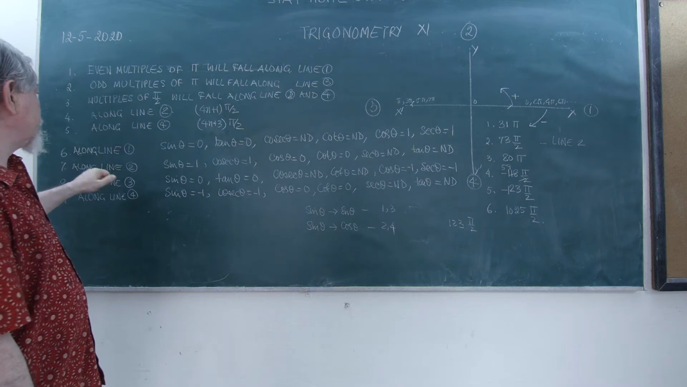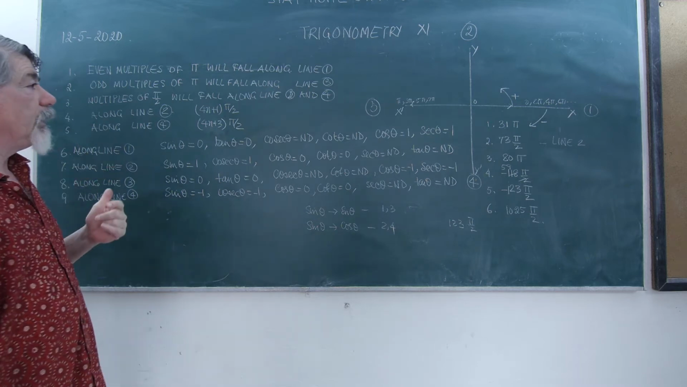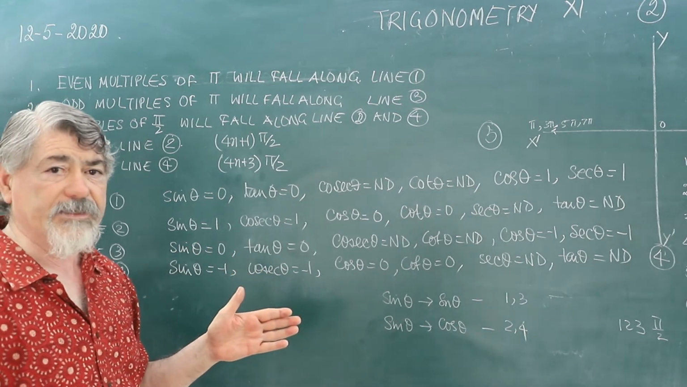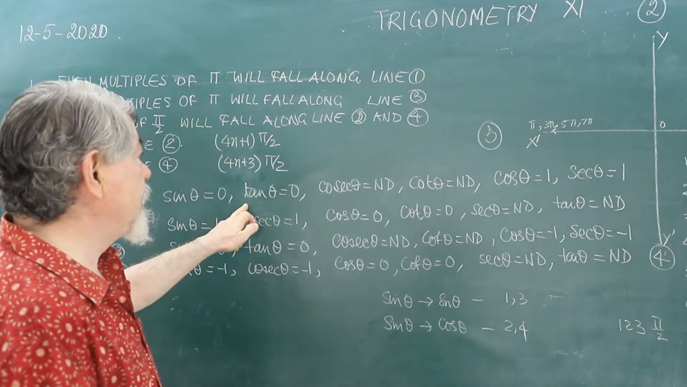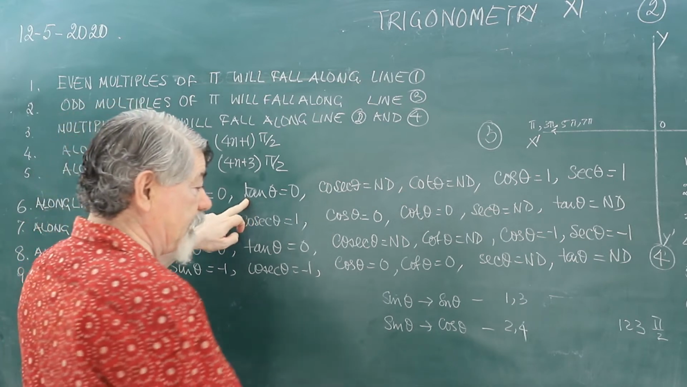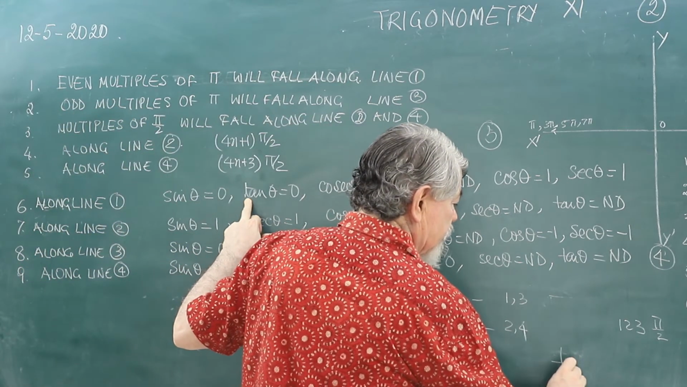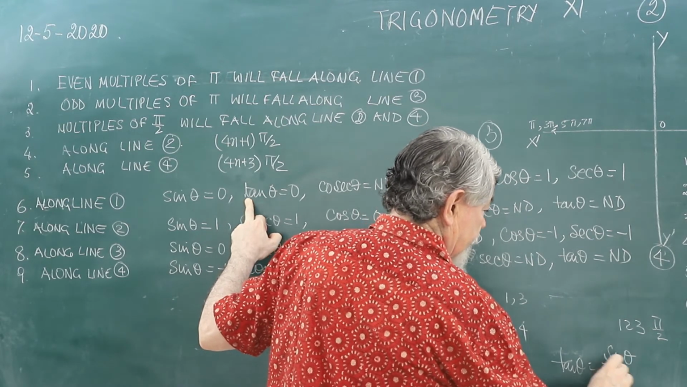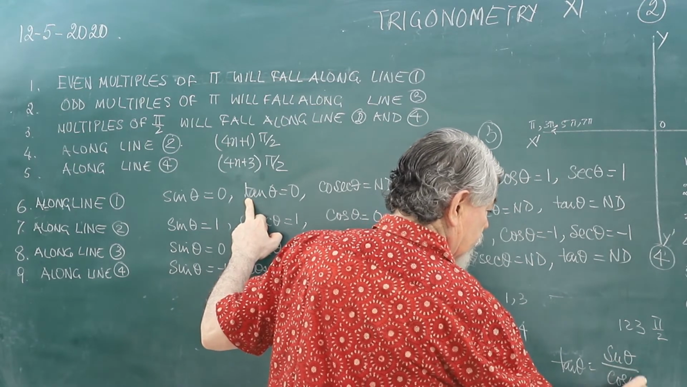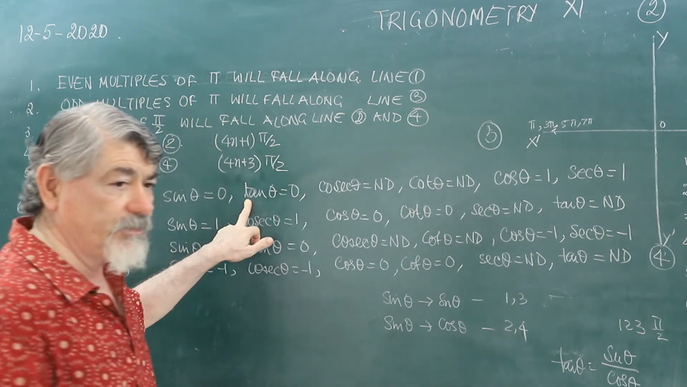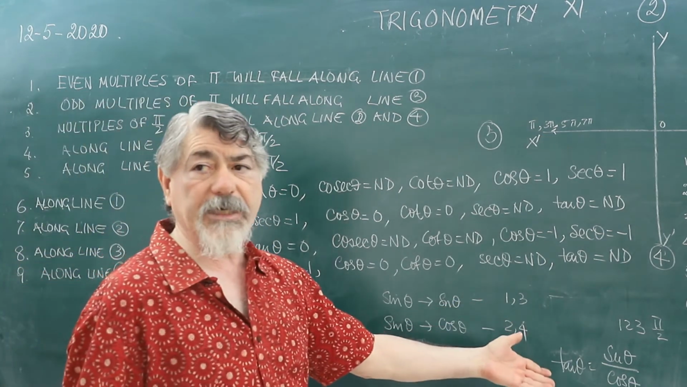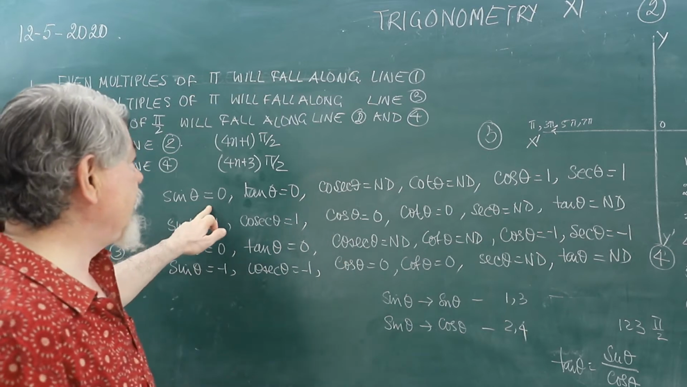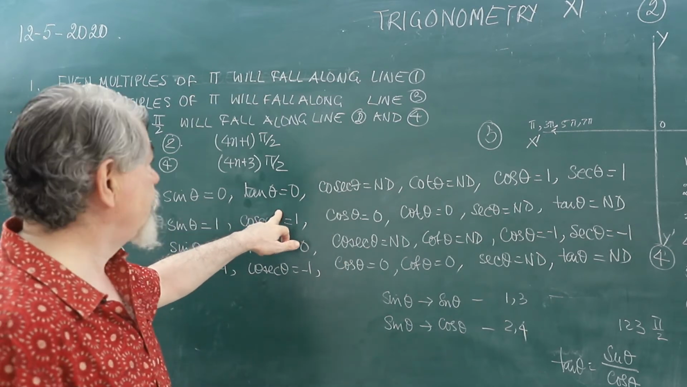Now we had discussed this also, that along line 1, sin theta is 0, because sin 0 is always 0. If sin is 0, then tan will be 0. Why? Because tan theta is sin theta upon cos theta, and if sin is 0, then tan will automatically become 0. So along line 1, sin theta is 0 and tan theta is 0.